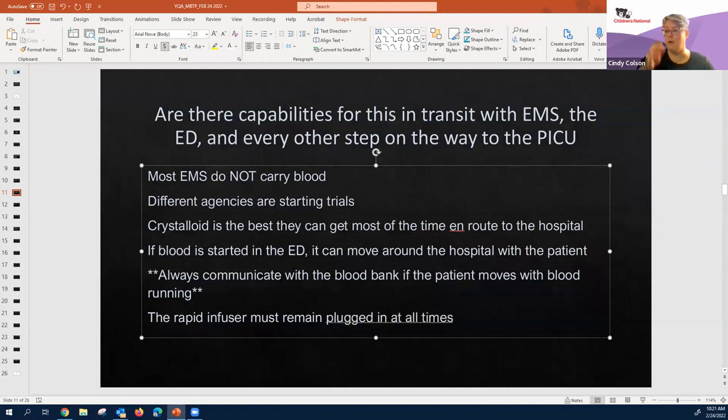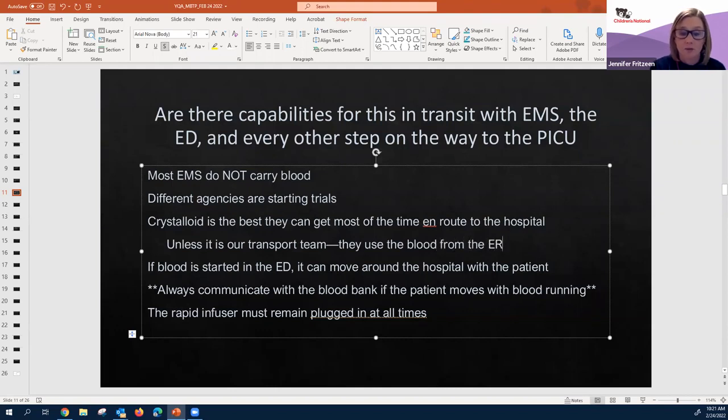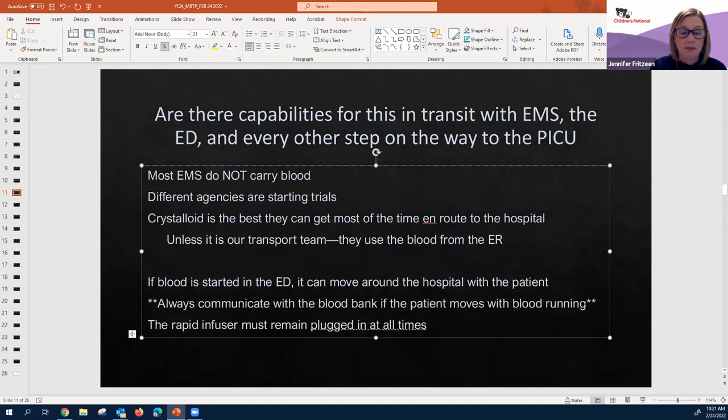Has transport ever taken blood with them to go pick up a child? Yeah, they have, and that's fine. What they've done is they've taken it from the ED refrigerator. Obviously, they make sure that people know they sign it out like they do in the ED. But if they don't use it, they can't put it back in the refrigerator. If you don't use it, it needs to go back to blood bank. Blood bank needs to know what time it was taken out, and they'll decide if it can go back into use or it needs to be wasted.